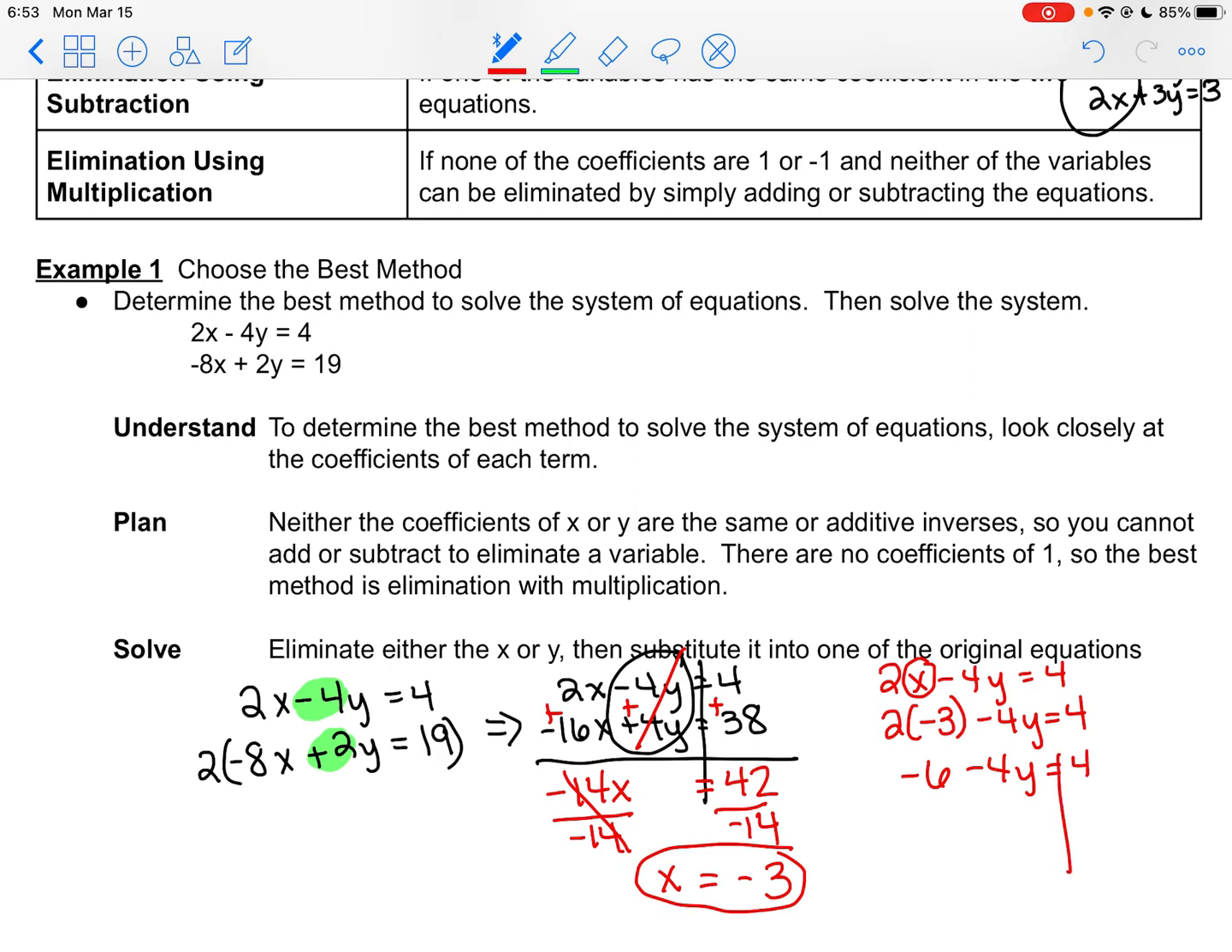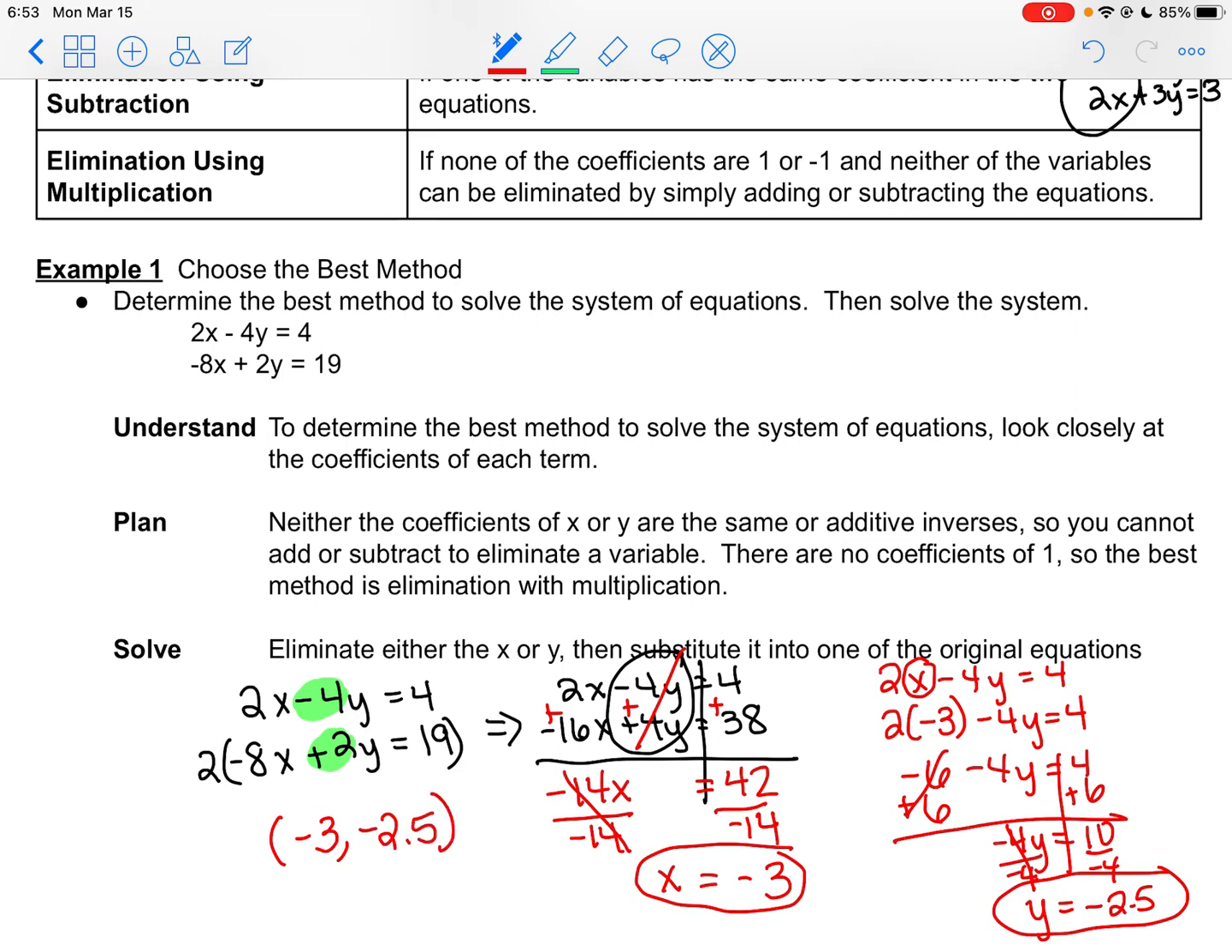Working through solving this, the first thing I need to do is move this 6 by adding it to both sides. Then I have negative 4y equals 10. Now, to get that y by itself, I'm going to divide by negative 4, and y equals negative 2.5. So decimals are numbers too. They can be part of an ordered pair. So the ordered pair that goes with this system is negative 3, negative 2.5. So that would be the solution to the system.